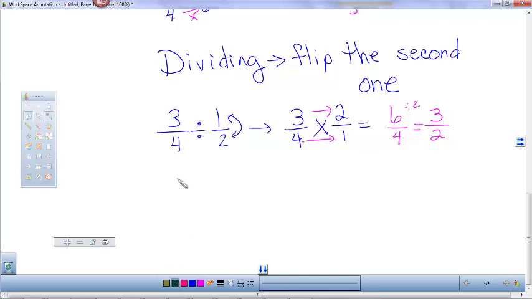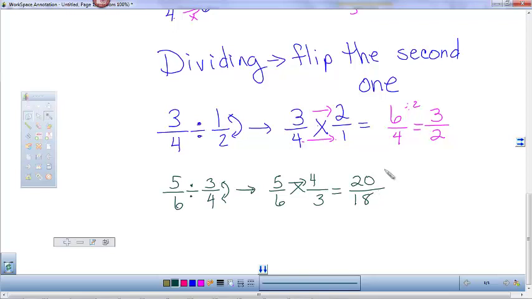Okay, so if I have 5 over 6 divided by 3 over 4, you write 5 over 6 times, and you got to flip this, 4 over 3. So I get 20 over 18. Simplify, 10 over 9. So dividing is just like multiplying, but you have to change it to times, and then you flip the second one. Only the second one, not the first, second.